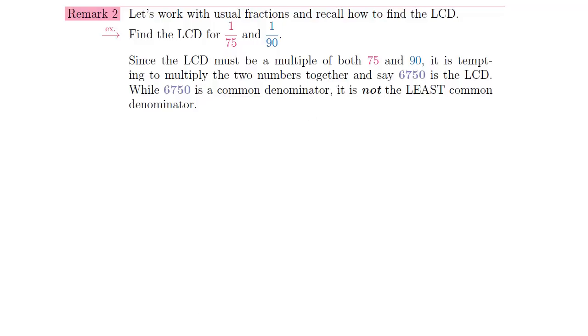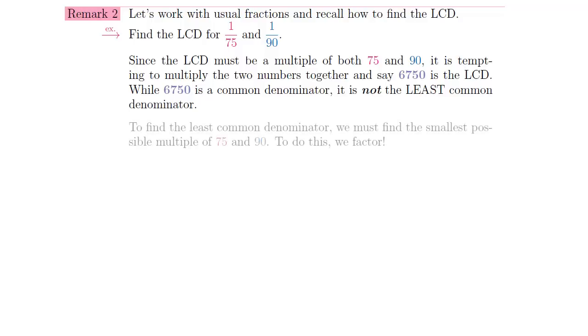Since the least common denominator of 75 and 90 must be a multiple of both 75 and 90, it's tempting to just multiply the two numbers together and say that 6,750 is the least common denominator. It is a common denominator, but it's not the least common denominator. And often when you just multiply the numbers together to get your common denominator, it creates a lot of headaches later on because you have a lot to do to reduce. So let's talk about how to find the least common denominator for 75 and 90.